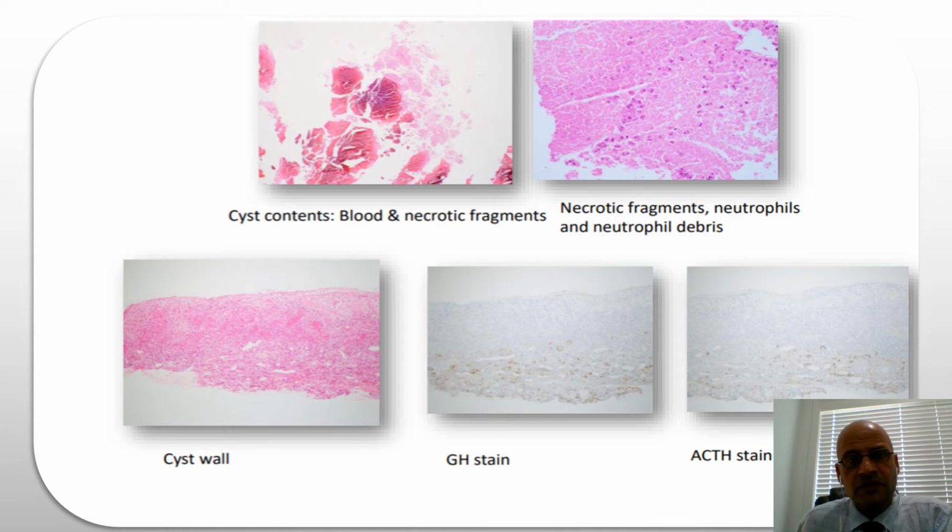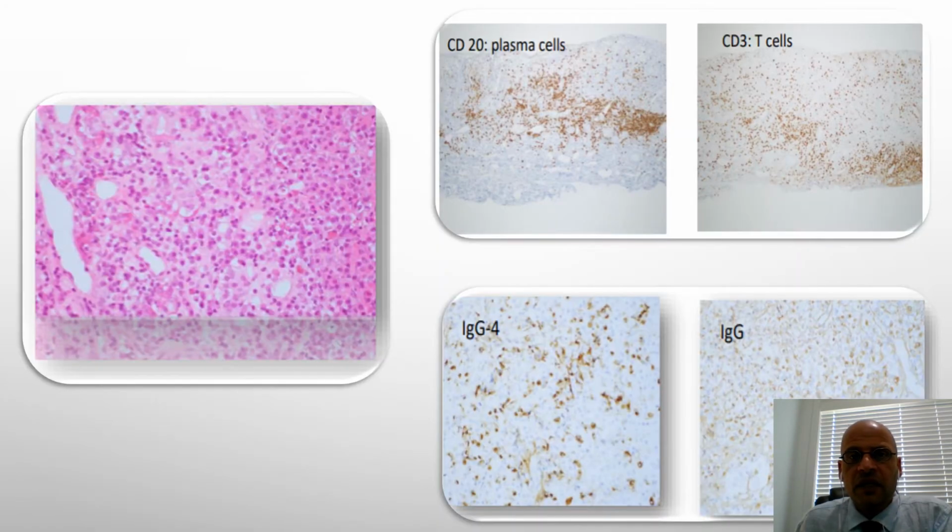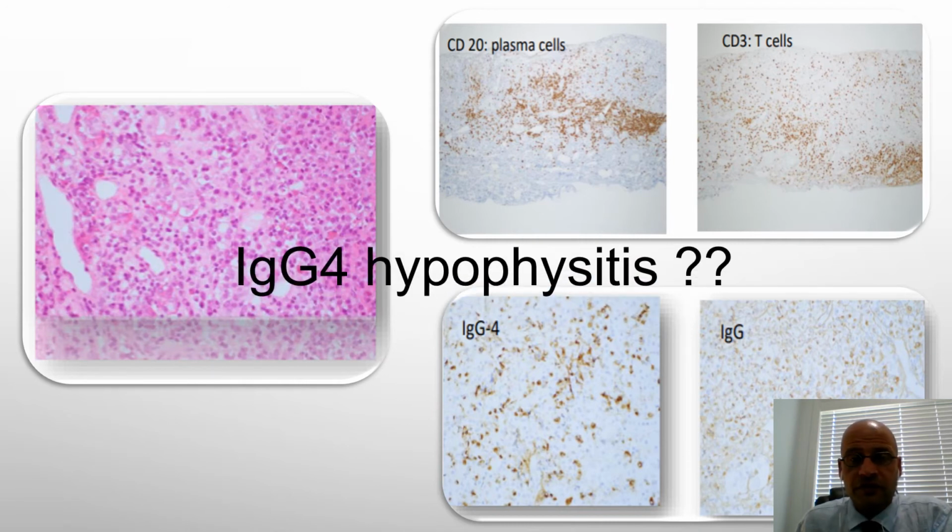So this is the cyst wall, and if you give it growth hormone, it stains. If you give it corticotroph hormone, it will stain, because this is the pituitary tissue being squashed against the wall of the cyst, and that's why it lights up on gadolinium scanning. There were a lot of plasma cells and a lot of lympho T cells, and primarily IgG4. So the question is, was that an IgG4 hypophysitis?